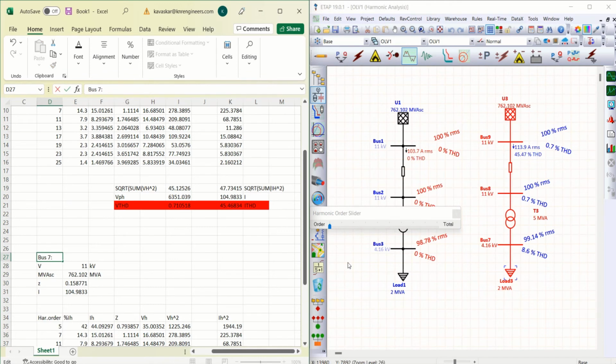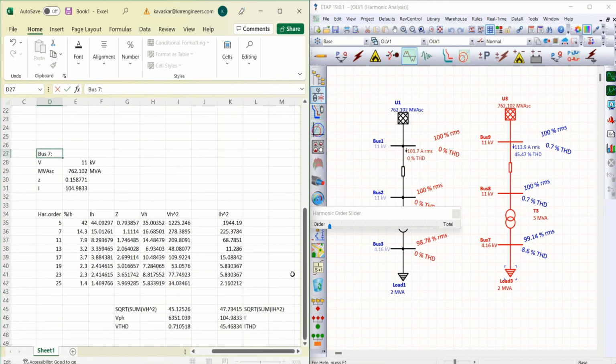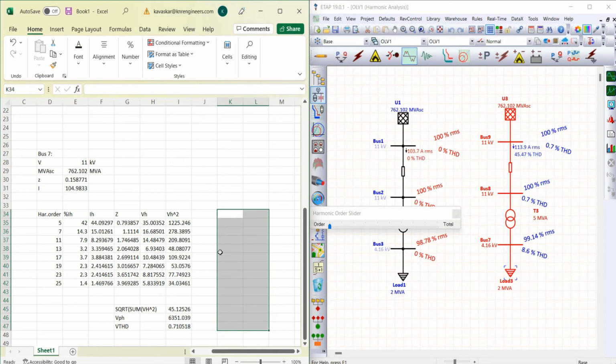Bus number 7. So for the sake of clarity, I'm going to verify only voltage THD here because I haven't used any cable. So current THD you are unable to identify in this particular case. As far as my circuit is concerned, I just eliminate this. Let me cross check this alone. So this is 4.16 kV. MVAC, actually I want to check MVAC here.